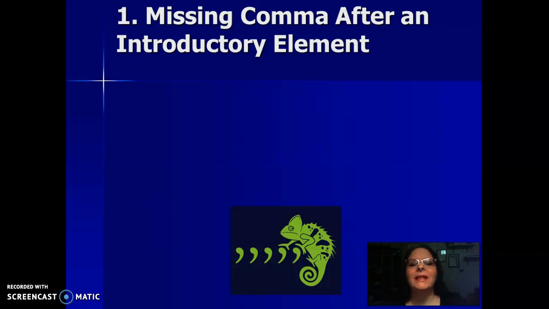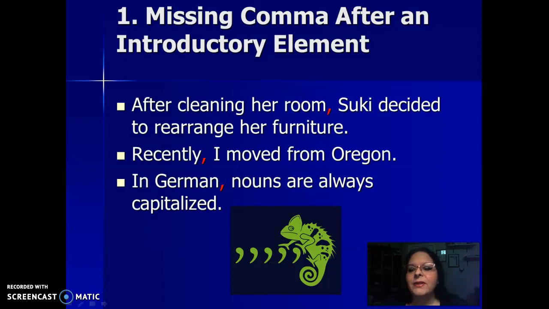So the first one is a missing comma after an introductory element. An introductory element can be a phrase, a clause, even just an adverb, but something that comes before the main sentence. Examples: after cleaning her room, Suki decided to rearrange her furniture. Recently, I moved from Oregon. And in German, nouns are always capitalized. I was not aware of that last one. But notice the part that comes before the main sentence is set off with a comma.